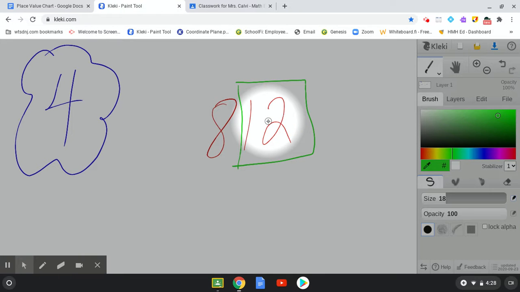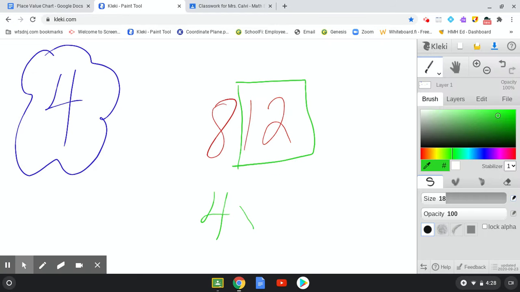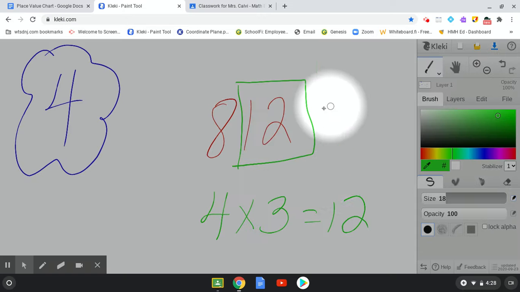Well, let's see. Is 12 divisible by 4? Does 4 times a number give me 12 exactly? And the answer is yes, because 4 times 3 is equal to 12. So because 12 is divisible by 4, 812 is divisible by 4. So the 4 rule is the last 2 digits, if they form a number divisible by 4, the entire number is divisible by 4. Okay, let's try another number.